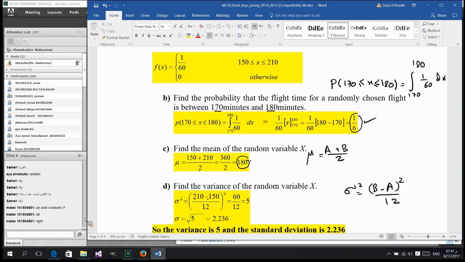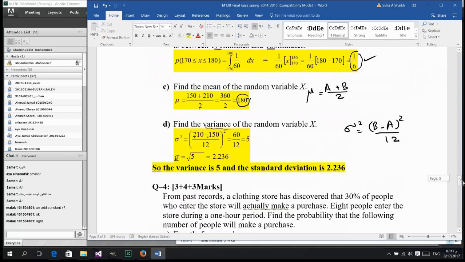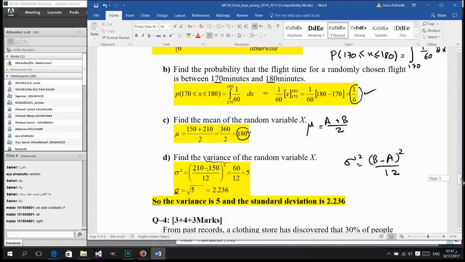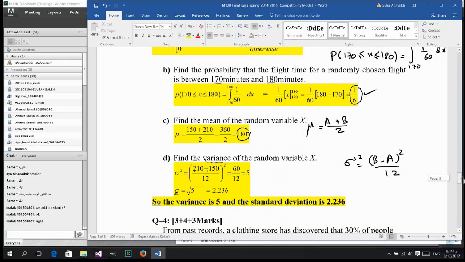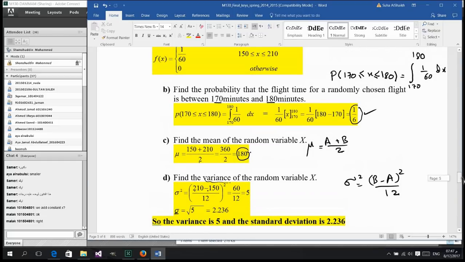So substitute with the rule that you have to find the variance. Get the variance. The square root then will be the standard deviation. They ask just for the variance, so it's enough if you find just the variance. Okay? Easy question? Clear?